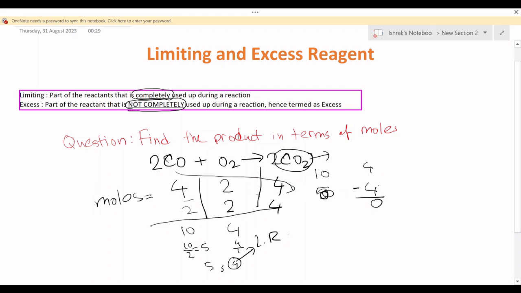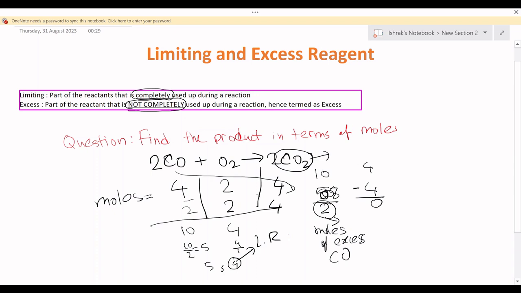Now what happens to the carbon monoxide? Okay, now this is where it's quite interesting. So when we have 4 moles of oxygen, how much carbon monoxide should we use? It's going to be 8, right? Because it's the double of that. And we have 2. So 2 moles of excess CO.